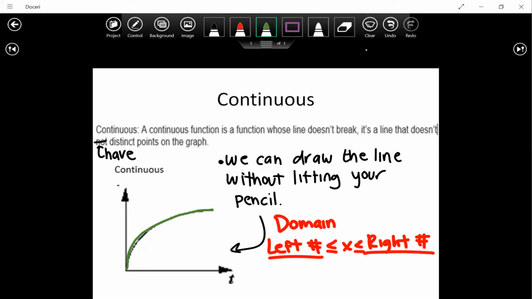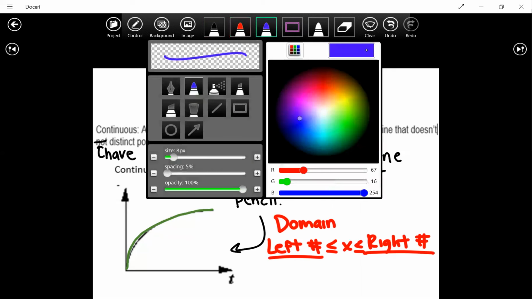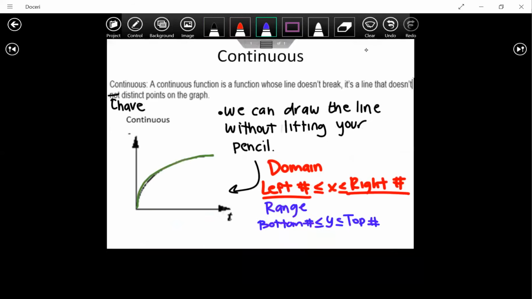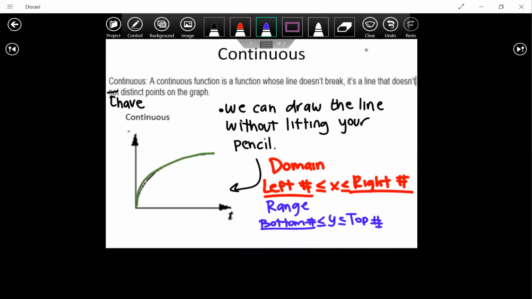The range is done very similarly. Our range will be the bottom number less than or equal to y, because range represents y values, less than or equal to the top number. And that might not make sense right now, but we will cover it and it will make sense to you guys in a little bit. I'm going to rewrite these down on the next page for you.